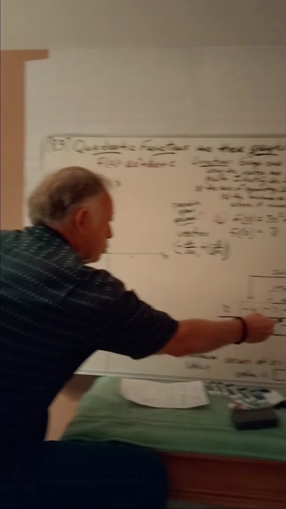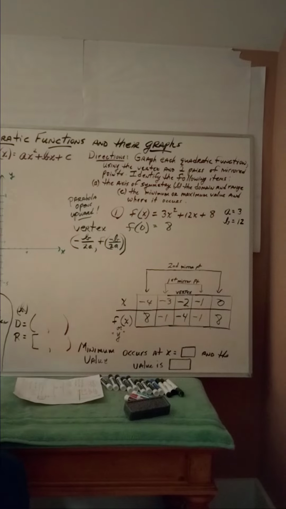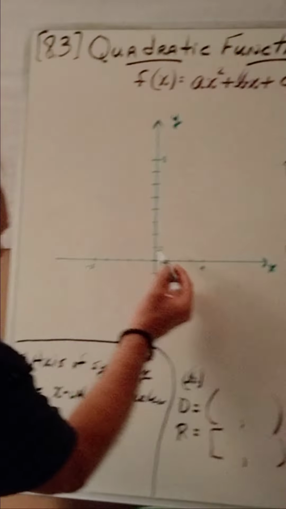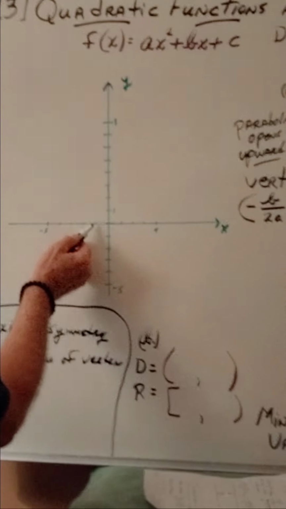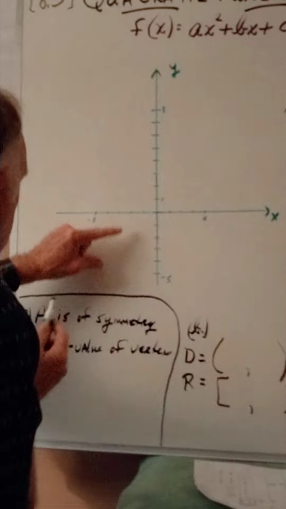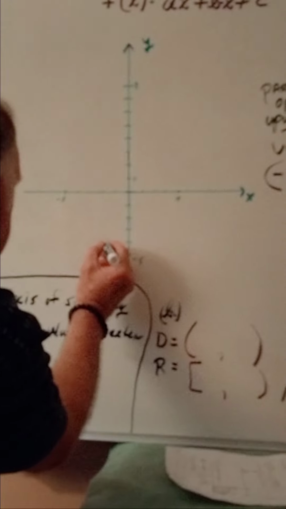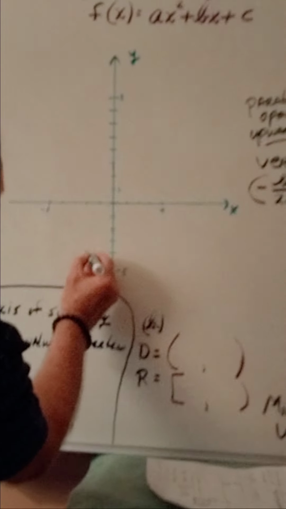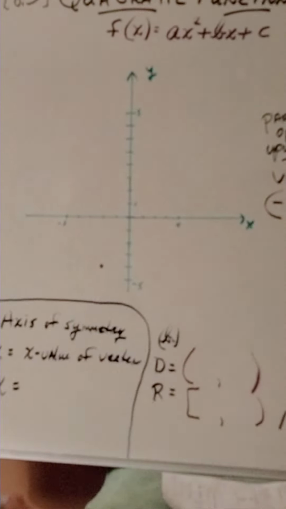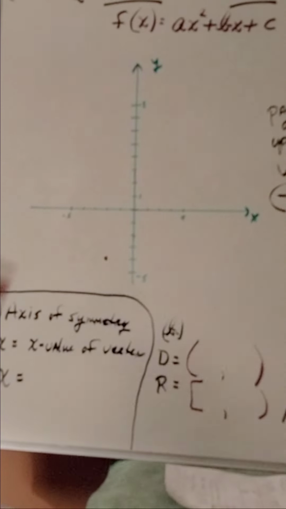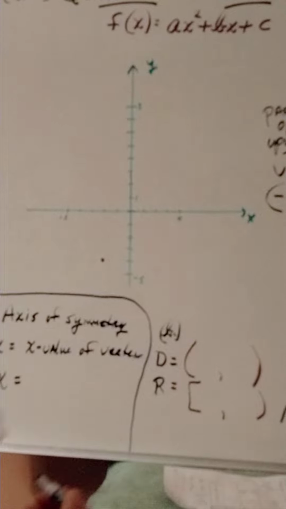I'll go ahead and start with the vertex -2, -4. Here's the origin. X is -2. And then we'll go down 4. 1, 2, 3, 4. Nothing is going to be perfect. I'm not working off of graph paper. There's the vertex. There's the lowest point on the graph.